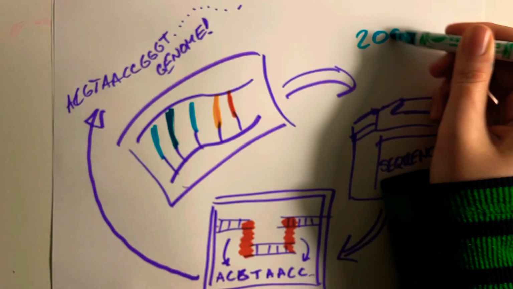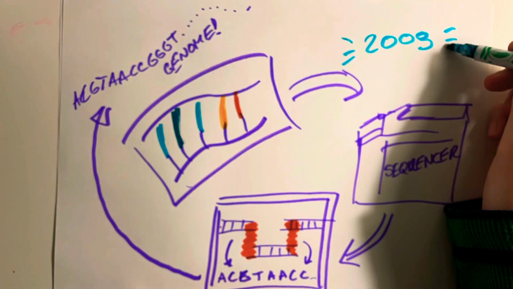Finally, in 2003, the initial goal of reading all the letters in our book was completed. Okay, and? It's just an order of all the nucleotide bases in a human organism. What's the big deal? Well, let me tell you, it's much more than that.